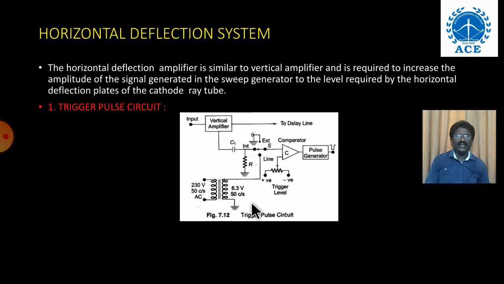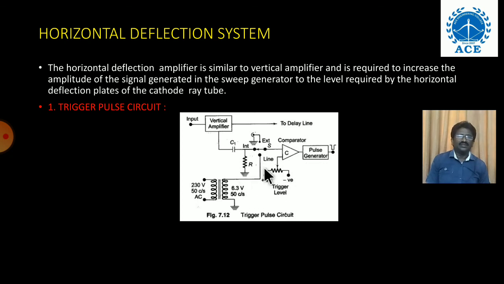So this is the block diagram of the trigger circuit. The first block is the vertical amplifier, and this signal is provided to the comparator. There is one transformer. Here the output of the transformer is 6.3 volts. Generally, to operate any CRO, we need initially 6.3 volts. That's the reason you have to provide 6.3 volts to the trigger level. This is the trigger level, and you can observe it on the comparator also. Here the comparator will compare the output of the vertical amplifier and the transformer.